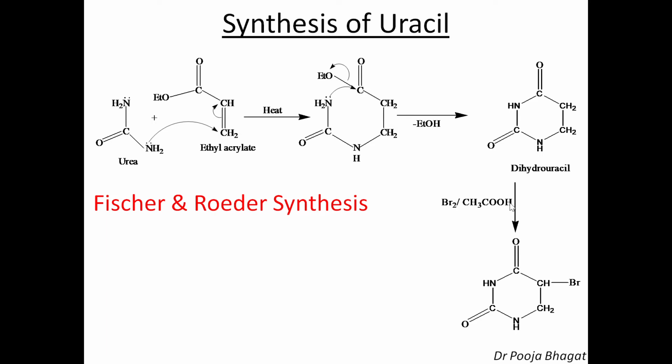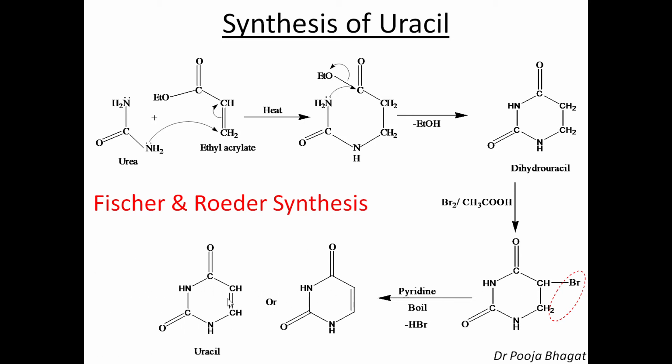So when you add bromine in acetic acid, this hydrogen is substituted by Br. So Br will replace one of the hydrogens. This is Br, and then pyridine. Pyridine is a base, and when we heat it in presence of base, it is a dehydrohalogenation reaction. That means H from here, Br from here goes out as HBr, and now there is a double bond between these two carbons.